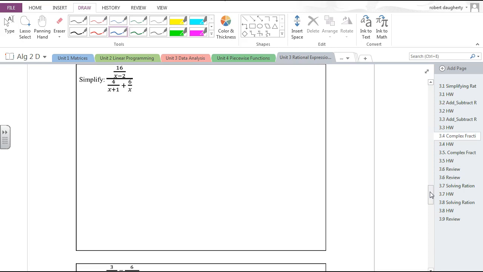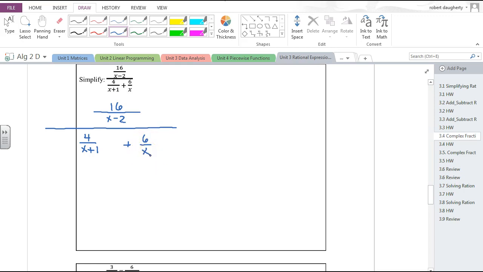So what has to happen in the denominator? What do I have to do to get this simplified? I've got to add those two things together. So I've got 16 over x minus 2. It's real helpful if you make that a much bigger line since you've got this complex fraction. Now I've got to add 4 over x plus 1 to 6 over x.